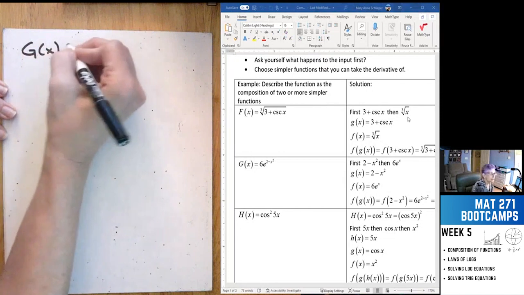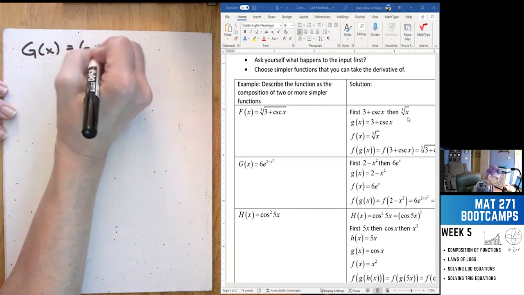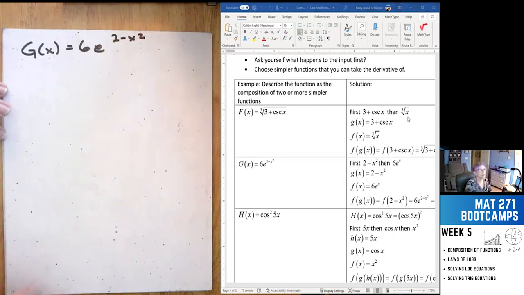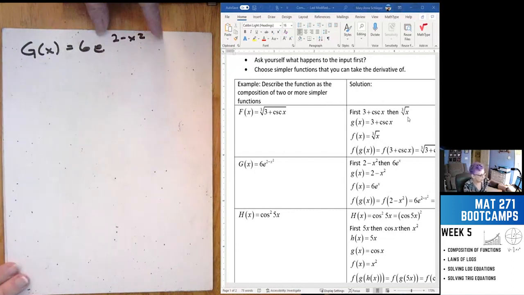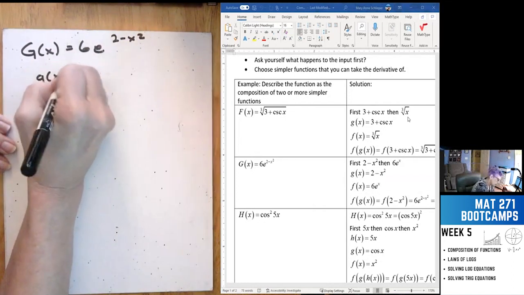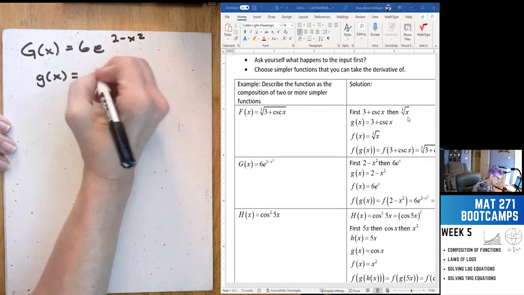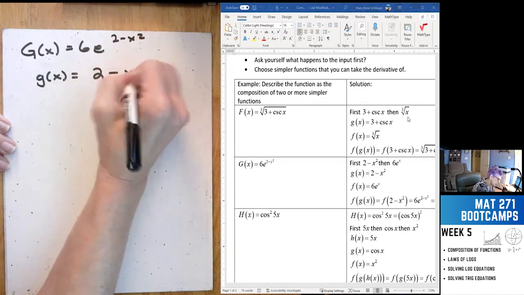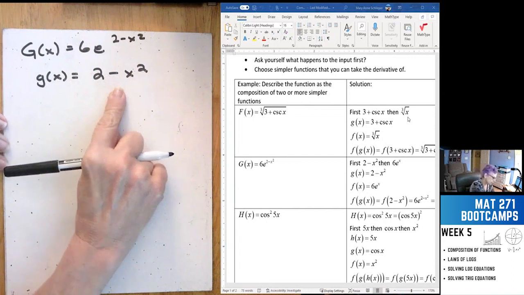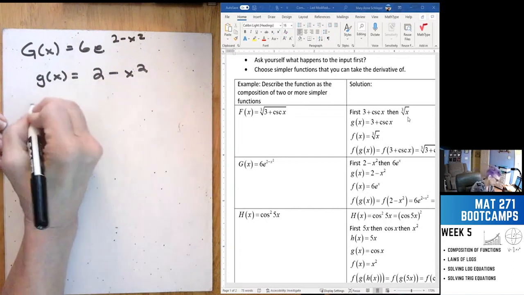So again, g of x, we have 6 times e to the 2 minus x squared. What is the first thing that happens to x? Well, the first thing that happens to x is you square it. But we can let our inside function, little g, be equal to 2 minus x squared. That's something we could easily take the derivative of all at one step.